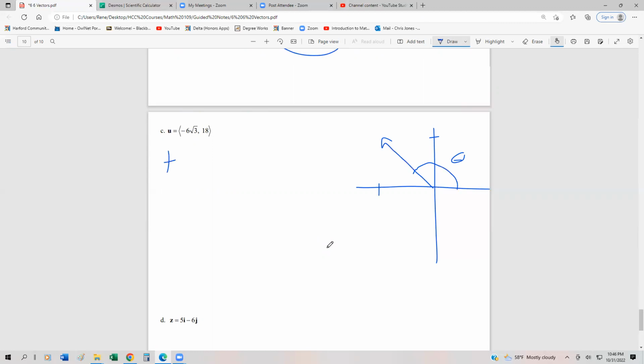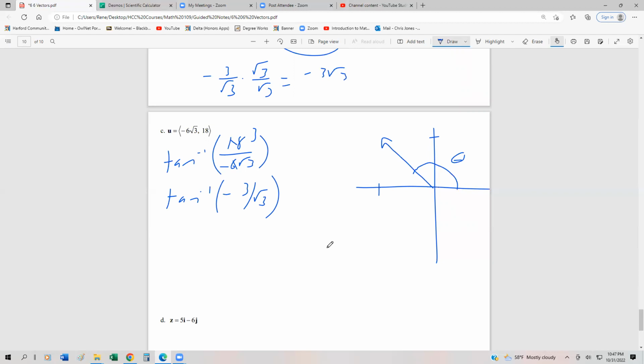All right, so we're going to find the inverse tangent of 18 over negative 6 roots of 3, or that's going to be the inverse tangent of negative 3 over the square root of 3. And if we rationalize that, so negative 3 over root 3 times root 3 over root 3, that would be negative 3 roots of 3 over 3, or negative square root of 3. Okay, so that's the same thing as the inverse tangent of negative root 3, which we know to be negative 60 degrees, or negative pi thirds.